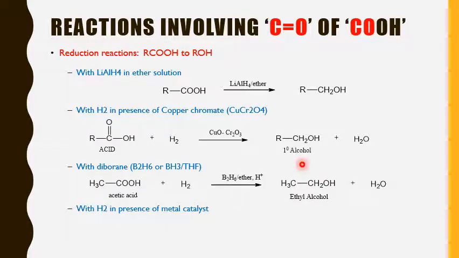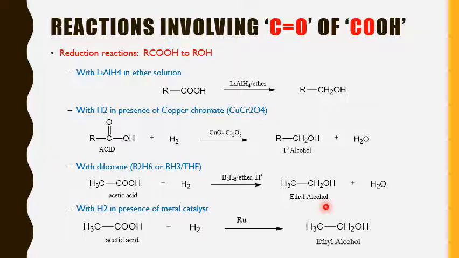And the next such reaction where you can find the reduction of this carbonyl group is reduction with diborane. All of you know that diborane is B2H6. You can also obtain this by dissolving diborane in tetrahydrofuran, THF. So when carboxylic acid undergoes reduction with diborane, okay, you will get a primary alcohol.